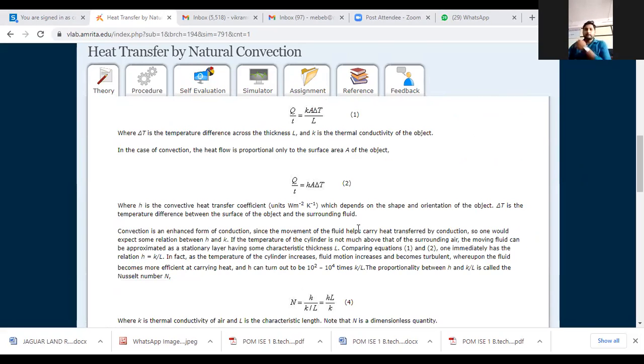Now the next part is, what is the unit of h? h is represented with the unit of watt per meter square per Kelvin, and the unit of thermal conductivity is watt per meter Kelvin. So that is the unit difference.